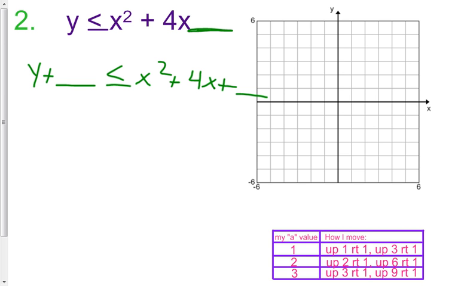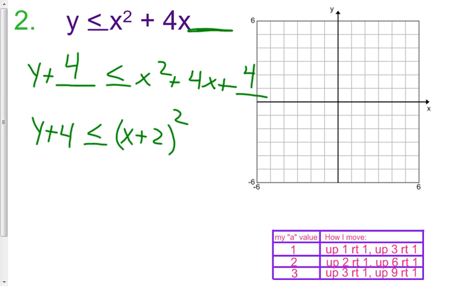4 divided by 2 is 2. 2 squared is 4. So in the blank we got 4. If we add 4 to the right, we got to add 4 to the left. So I have y plus 4. That's less than or equal to the quantity x plus 2 squared. x squared plus 4x plus 4. This trinomial factors down into x plus 2 times x plus 2, or x plus 2 quantity squared.